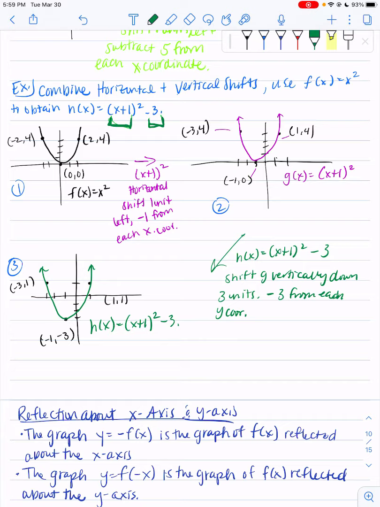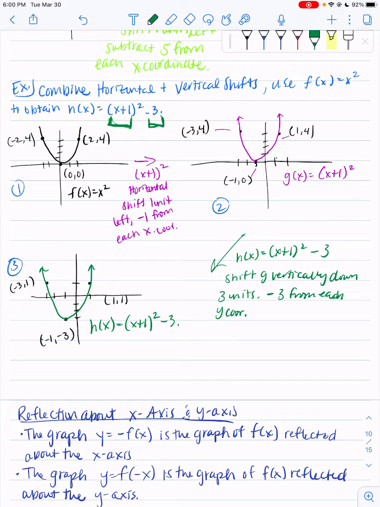And I have 0, 0. And then I have 2, 4. And then negative 2, 4, because our parent function is x squared. So those are just points that I chose. And now we're going to apply our horizontal shift. Since we have x plus 1 squared, that's 1 unit left. So I'm going to subtract 1 from each x coordinate.